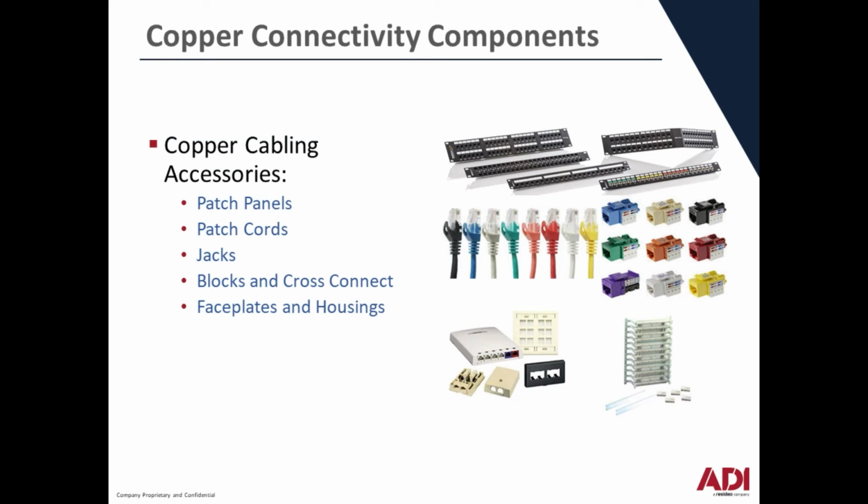When looking at a copper cabling installation, we have to look further than just the copper cable. A system is only as good as its weakest link. So at ADI, we support best-in-class products from a copper connectivity component perspective. That includes patch panels, patch cords, jacks, blocks and cross-connect, housings, and faceplates.